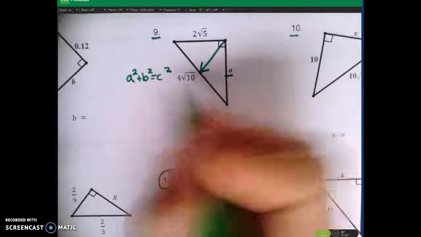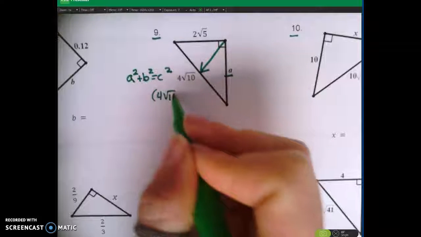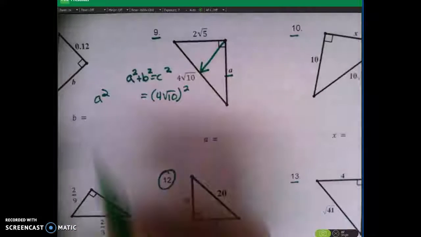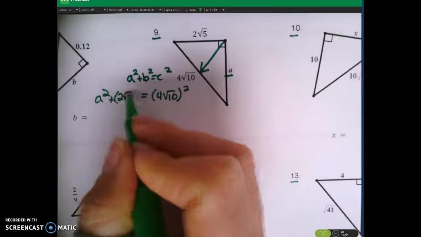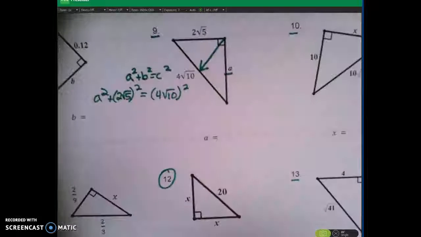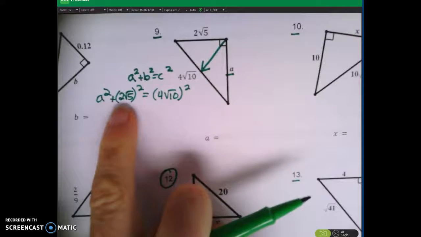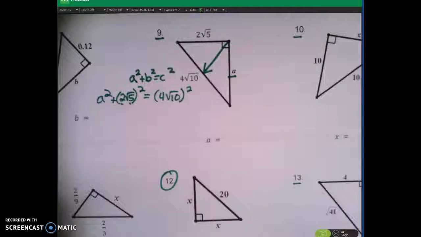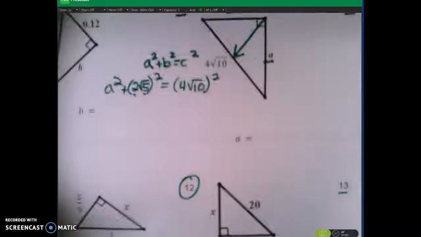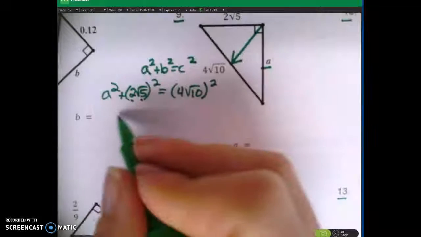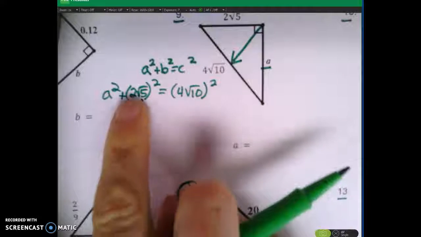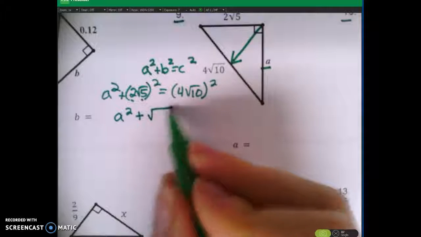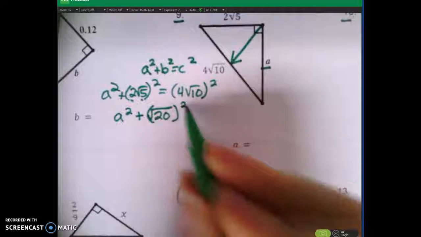I know that my c value is 4 radical 10. Please use your parentheses. My a value is unknown, and my b value is 2 radical 5. To square these numbers, I want to bring the number on the outside back into the inside. What do I have to do to the number on the inside of the radical to bring it back inside? That's right, I have to square it. So I'm going to have a squared plus 2 squared is 4, and 4 times 5 is 20. So this is radical 20 being squared.